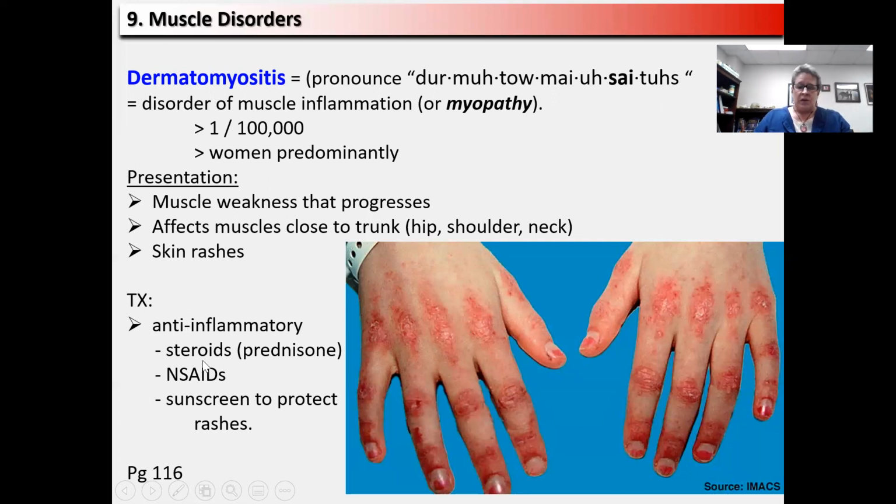There are steroidal anti-inflammatories like prednisone, and then there are NSAIDs, which stands for non-steroidal anti-inflammatory drugs, something like ibuprofen or Tylenol. And they should also wear sunscreen to protect their inflamed hands. Okay.